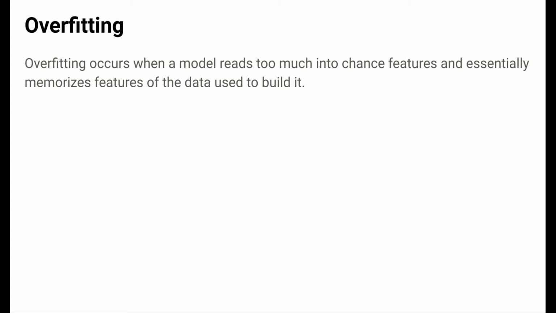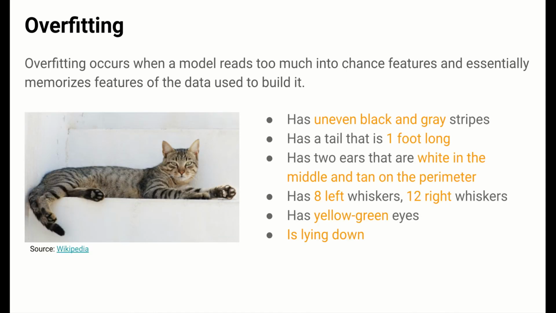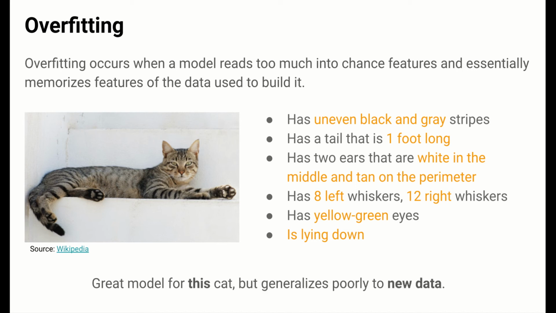Overfitting occurs when we build a model that picks up too much on features that just happen by chance. Another way to put it is that the model effectively memorizes very detailed features of the data used to build it. In our cat model, the parts highlighted in orange are likely these chance features that happen to be present on this cat, but not universal to cats in general. So, this model has done a great job of predicting this one cat, but it will fail miserably when predicting other cats in other pictures. That is, this model does not generalize to new data well at all.